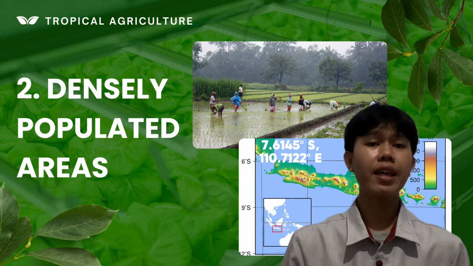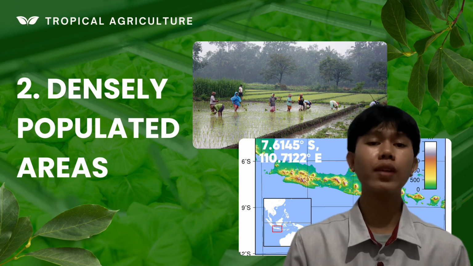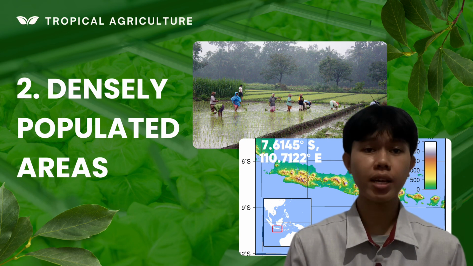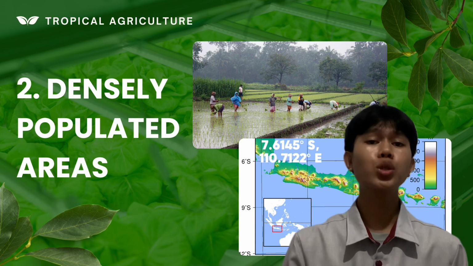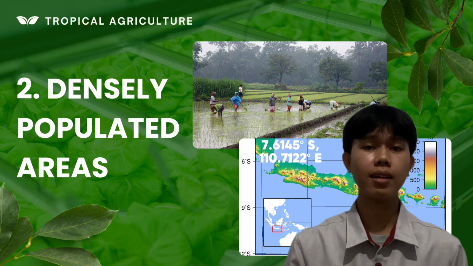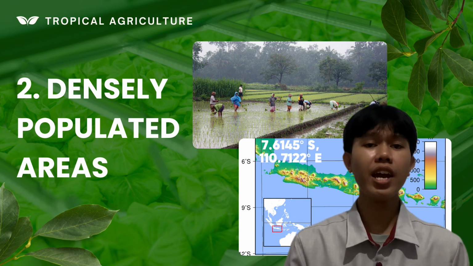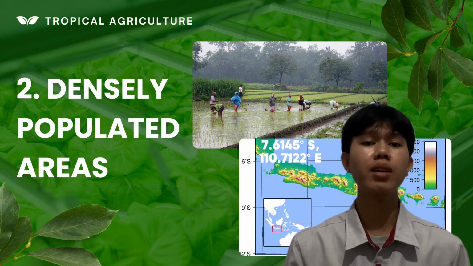Favorable climate: these regions typically experience a consistent and reliable rainfall pattern, which is essential for rice farming because rice requires a significant amount of water throughout its growth cycle, and consistent rainfall ensures a steady supply. So this makes these areas ideal for cultivating rice, a staple food for many populations.